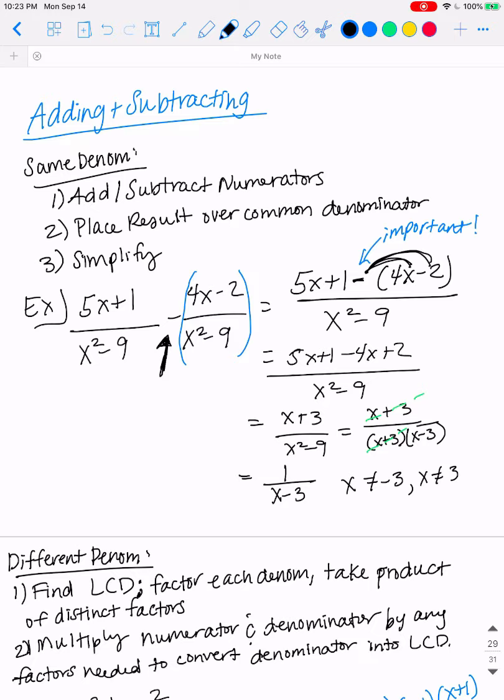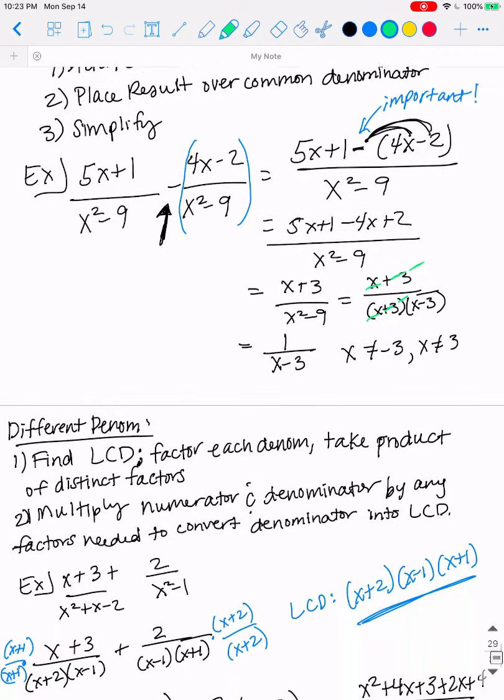Then we could factor the bottom, which is the difference of two squares, and cancel out the x plus 3 and this x plus 3. So we get 1 over x minus 3. Our domain, therefore, is x cannot equal negative 3 and x cannot equal 3.